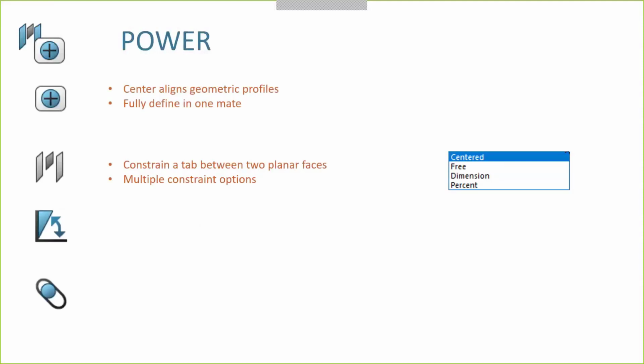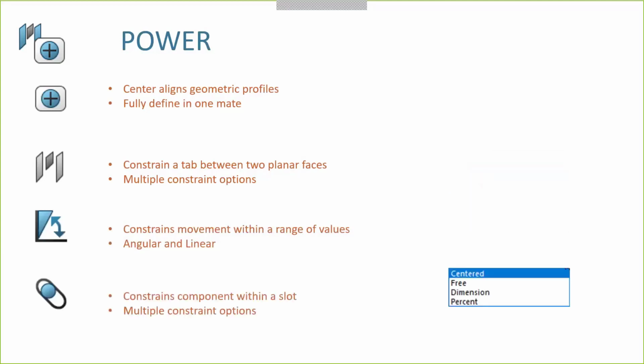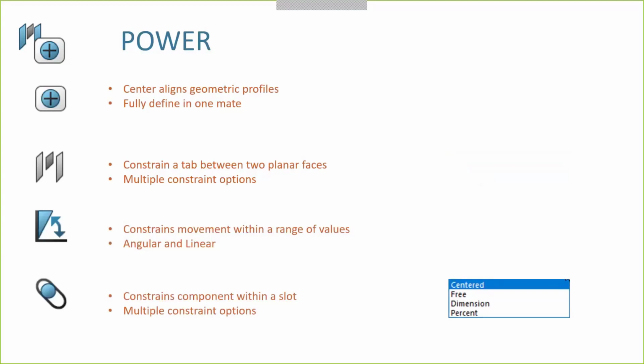We have the different constraint options, right? Centered, we can have it centered on there, free to float within the constraints, or an offset with a dimension or a percent there. And the limit mates can be angular or linear, defining that range of values. And constraining that component within a slot, the wording a little bit differently, but essentially those same 4 constraint options, being centered, free, dimension, or percentage there.